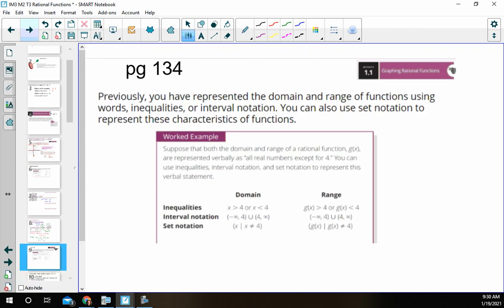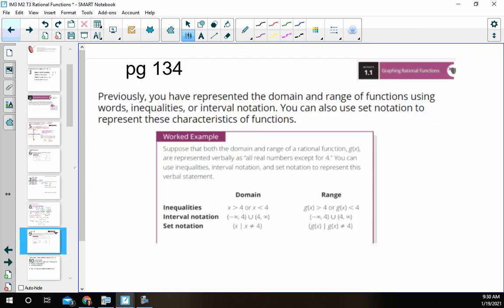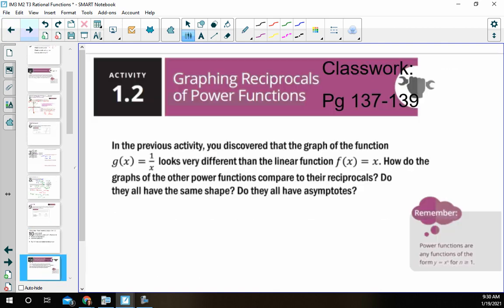Okay, so different notations. I want you to go ahead and read through pages 134 and 135 on your own. It's going to talk about vertical asymptotes and horizontal asymptotes, and then the next page that you're going to do is this one here, activity 1.2. So go ahead and pause the video and read through what it says about vertical asymptotes and horizontal asymptotes.